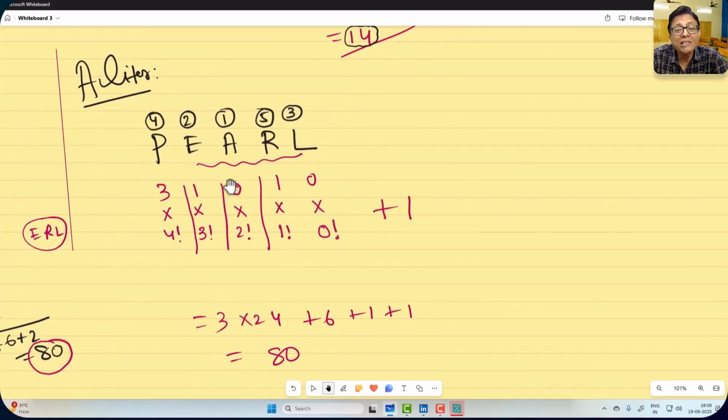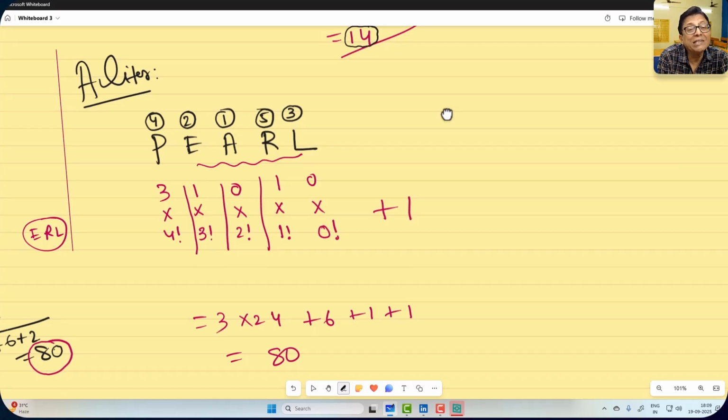If I do it by the second method, then what to do? We should give the rank to each letter individually. Given the rank to the letter A, because A comes alphabetically first, it is 1. For E, it is 2. After E alphabetically, L comes, it is 3. Then P, it is 4. And then R, it is 5.